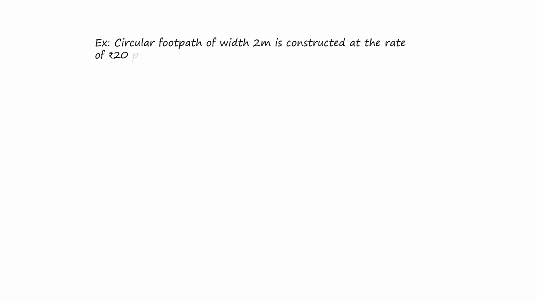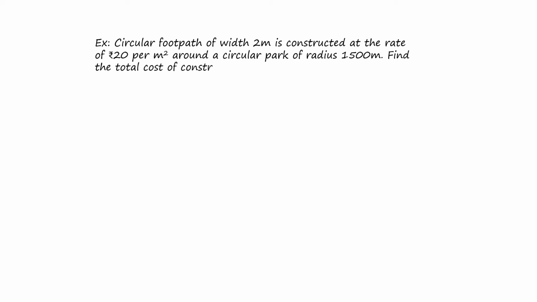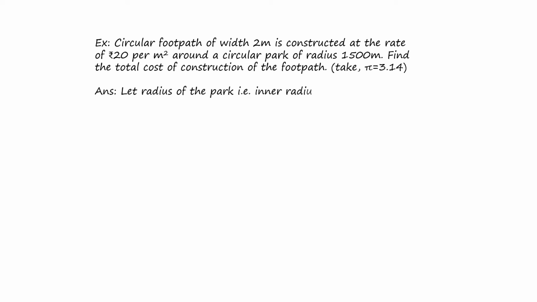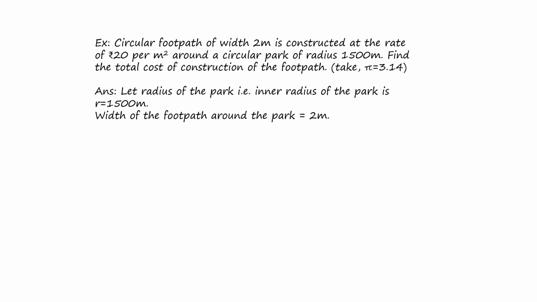A circular footpath of width 2 meter is constructed at a rate of rupees 20 per meter square around a circular park of radius 1500 meter. Find the total cost of construction of the footpath. Take pi equals 3.14. That means in this question we have to use pi equals 3.14, not 22/7. Let radius of the park, that means inner radius of the park, small r, equal 1500 meter. Now width of the footpath around the park is 2 meter.